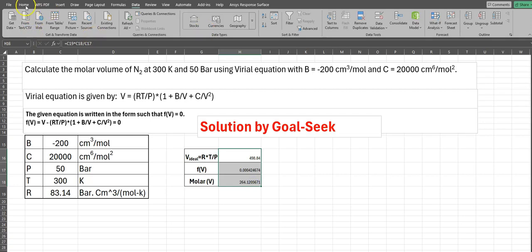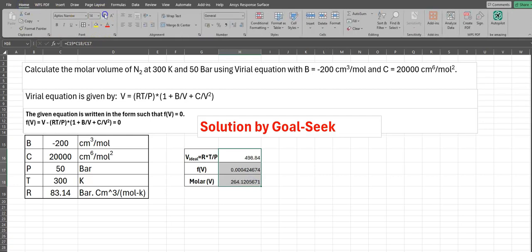So now here my molar volume is 264.12 centimeter cube per mole. So this is my molar volume.